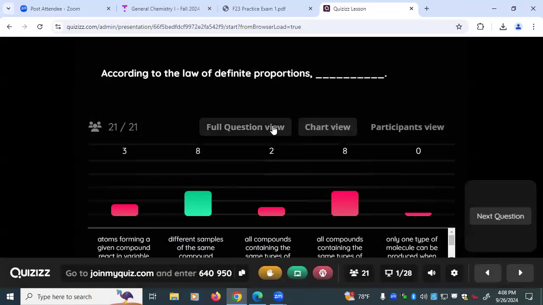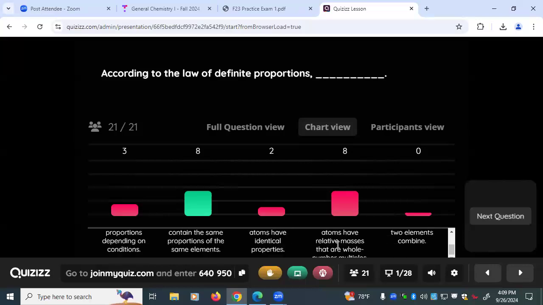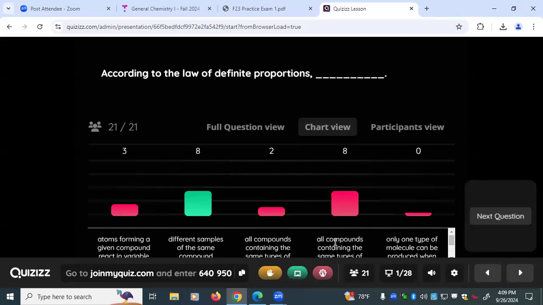Okay, so the question was, according to the law of definite proportions, which of these is true? The correct answer here was this second one. Different samples of the same compound are going to have the same chemical makeup, the same ratio of one element to the other. Now, the other options here were all valid laws in some kind of way. But this was the only one that was actually describing the law of definite proportions.